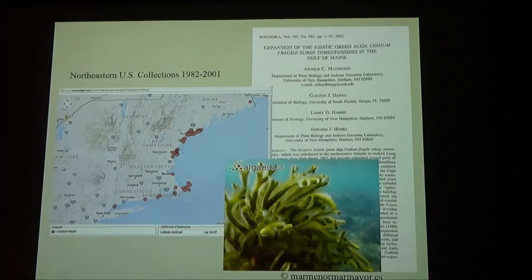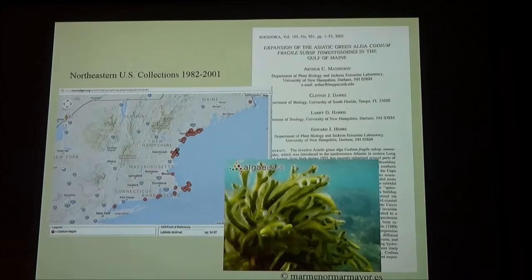For more advanced classes, and Art Matheson isn't quite as comfortable with this portal yet, but I foresee him doing this. In 2003, he published a paper in Rhodora on Podium fragile. It was introduced to the Northwest Atlantic, the northeastern US, in 1957, and by the early 1980s, there were only about 66 collections. His paper covered the years to 2001. He searched collections, again, going through herbarium specimens and doing the detailed work that way.